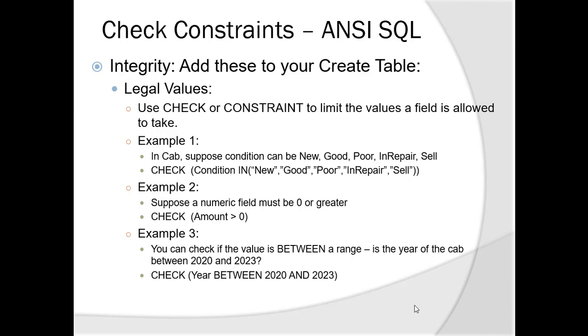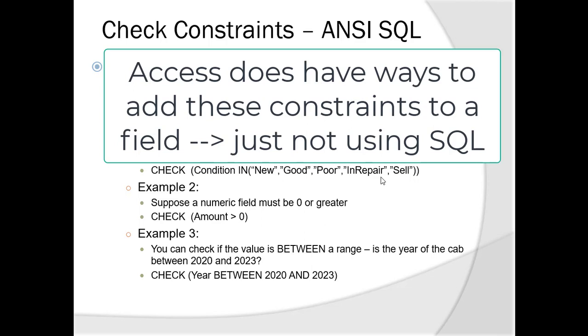So here is ANSI SQL for check constraints. Now you're going to use check constraints for your data integrity. It makes sure that the input is valid. Suppose, for example, I have a cab table for a taxi company, and the condition of the cab needs to be one of these set of strings. Then my check constraint would be the word check and then the condition field. And in the condition field, I have a comma separated list. And since they're string values, there's quotes inside of them. Now be aware, you will not be doing this in Access.